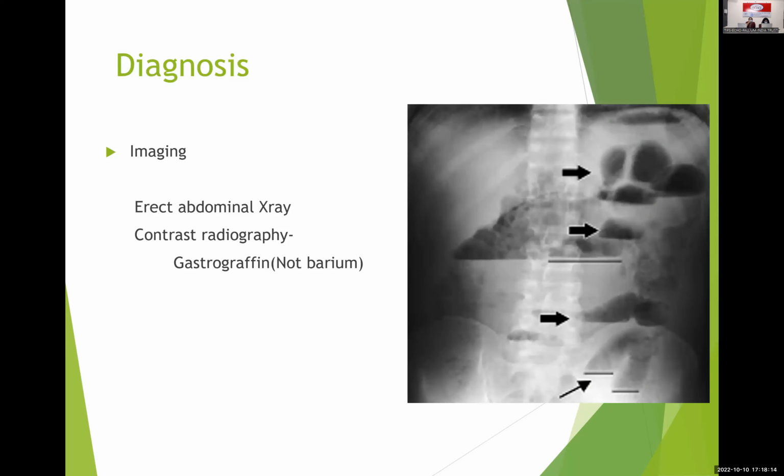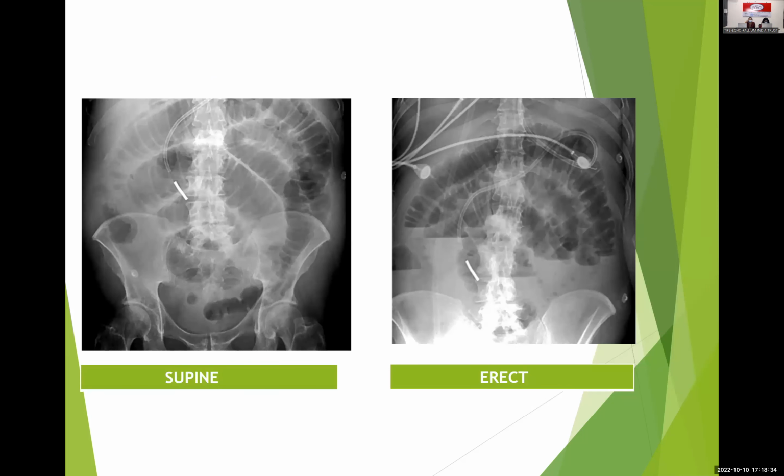Now, here, how do you diagnose? As many said, we can take an X-ray. In X-ray, you can see erect abdominal X-ray. You can see multiple air fluid levels. You can take contrast radiography with gastrografin, but we don't do barium. Here is another X-ray where the patient is in supine position and also in erect position. In erect position, you can see the air fluid levels clearly.